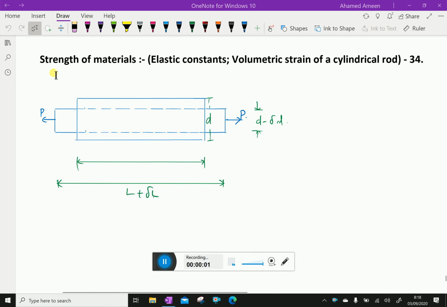Welcome to aminacademy.com. In strength of material regarding elastic constant, let us discuss the volumetric strain of a cylindrical rod.